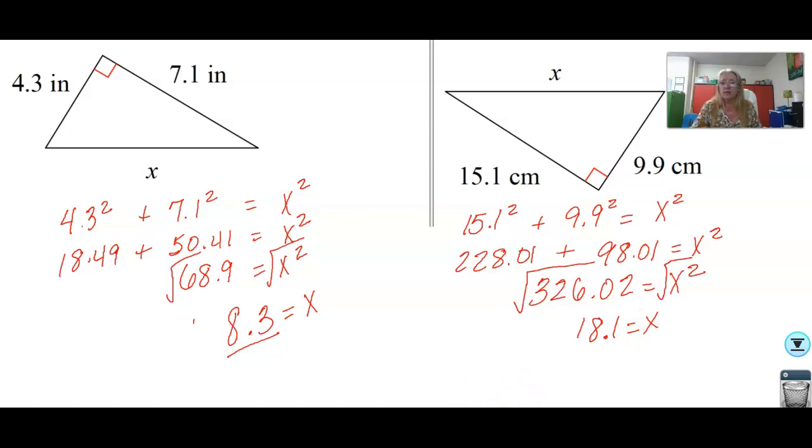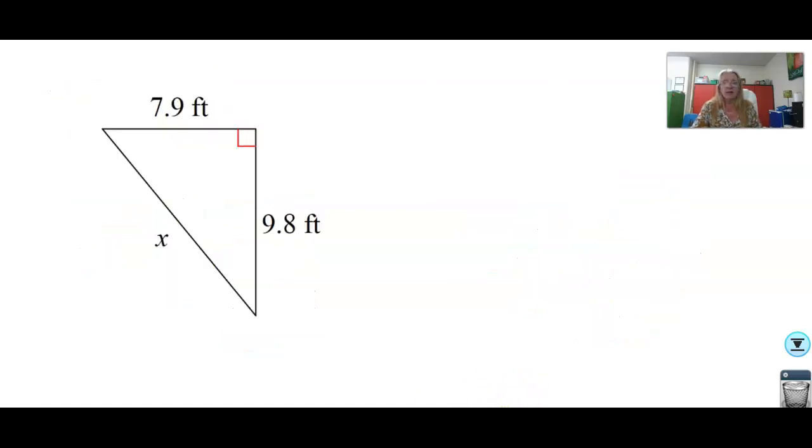I only have one more example where we're missing the hypotenuse, and then we're going to look at problems that are missing legs. All right, so this one is going to be set up the same way. 7.9 squared plus 9.8 squared equals x squared. And you'll know the legs because they're the two sides that make this right angle. All right, whatever two sides are touching that right angle, those are the legs. They're always the shortest two sides. The hypotenuse is always the longest, and it's across from the right angle.